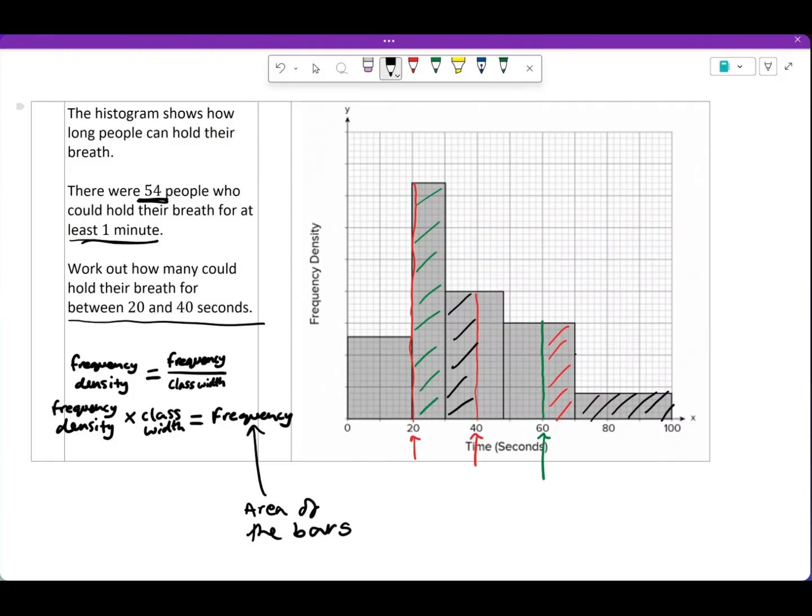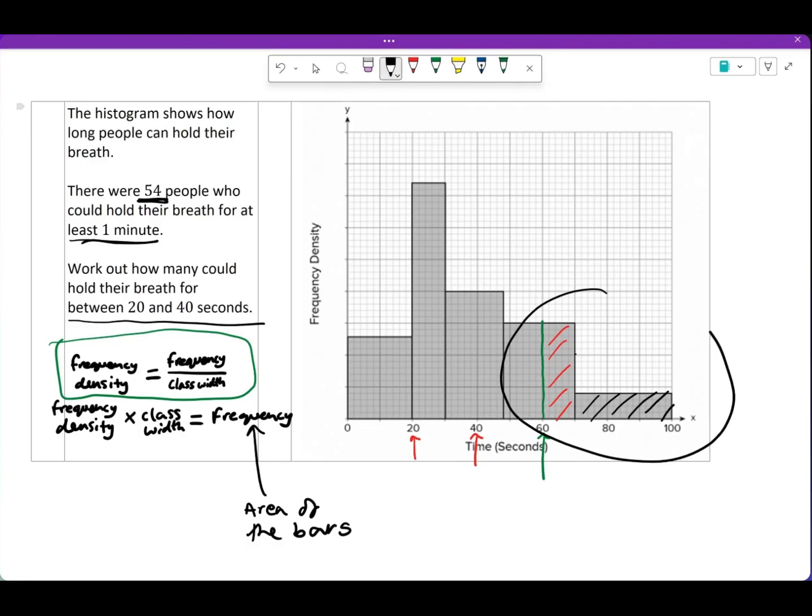Now we want to figure out the frequency density scale. So to do that, ideally, we want to use this formula here, which is the frequency density is equal to the frequency over the class width. So essentially what we need to look for is, do we have a bar where we know both the frequency and the class width? Because that's what we've done previously to find the frequency density. Unfortunately, we don't have that information. Because if you consider the 54 people that could hold their breath for at least 1 minute, you can see that area I have shaded involves multiple bars. Therefore, that 54 is not a frequency for a specific bar, so we can't use that in the formula for frequency density.